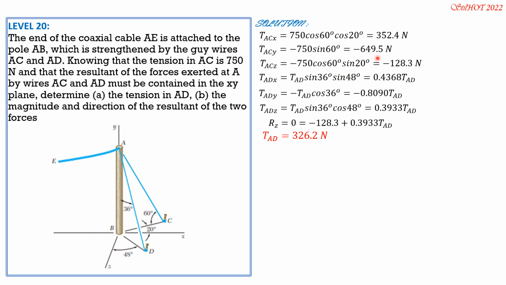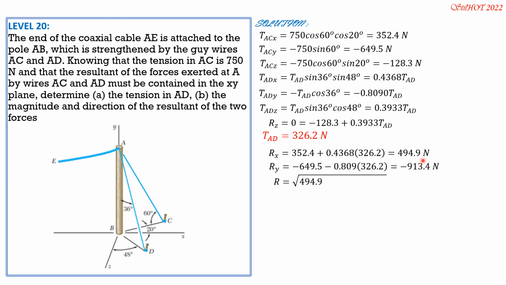So Rx is 352.4 plus 0.4368 of tension AD, which is 326.2. So 494.9. Ry is negative 649.5 plus negative 0.8090 of 326.2 tension AD, negative 913.4. Of course, Rz is 0, known. So the magnitude of R is square root of 494.9 squared plus 913.4 squared plus 0 squared. So R is 1039 newtons.